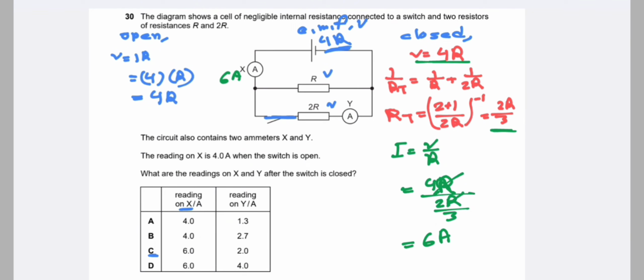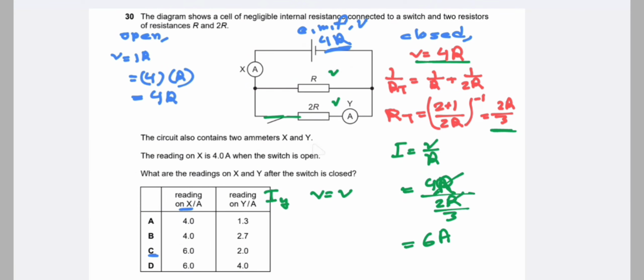Now, since we have the total current, we need to find the reading on ammeter Y, that is IY. So what is the current IY? Again, we can solve this by comparing. Since R and 2R are both connected in parallel, the voltage in both the resistors is the same.